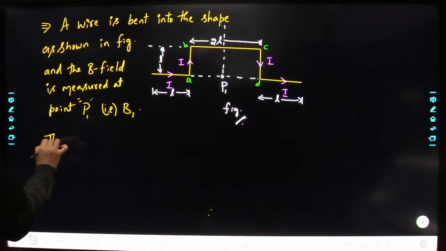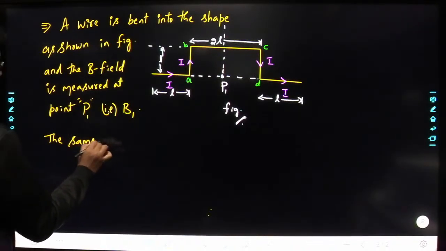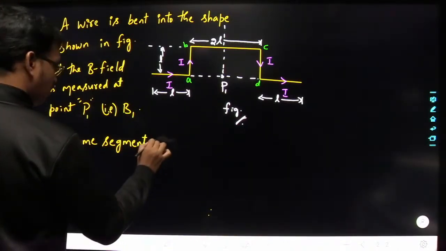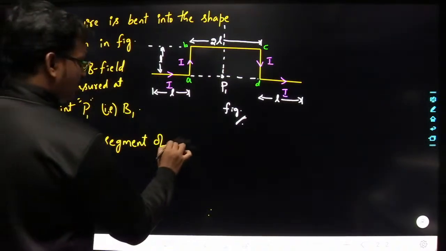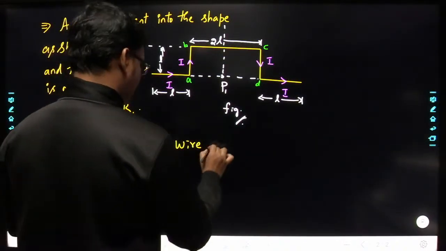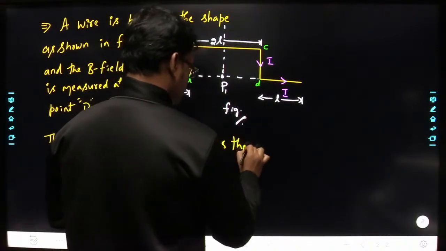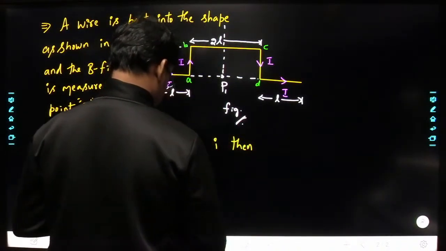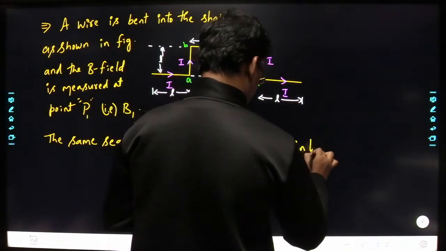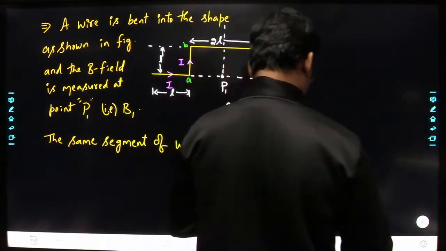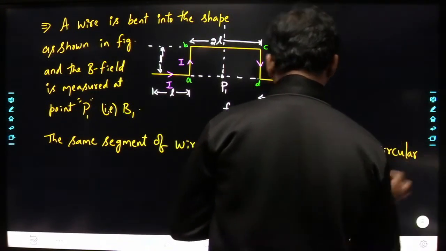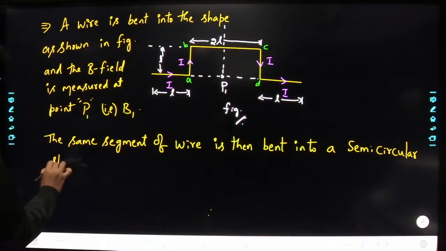Here they have given that the same segment of wire is then bent into a semicircular shape.